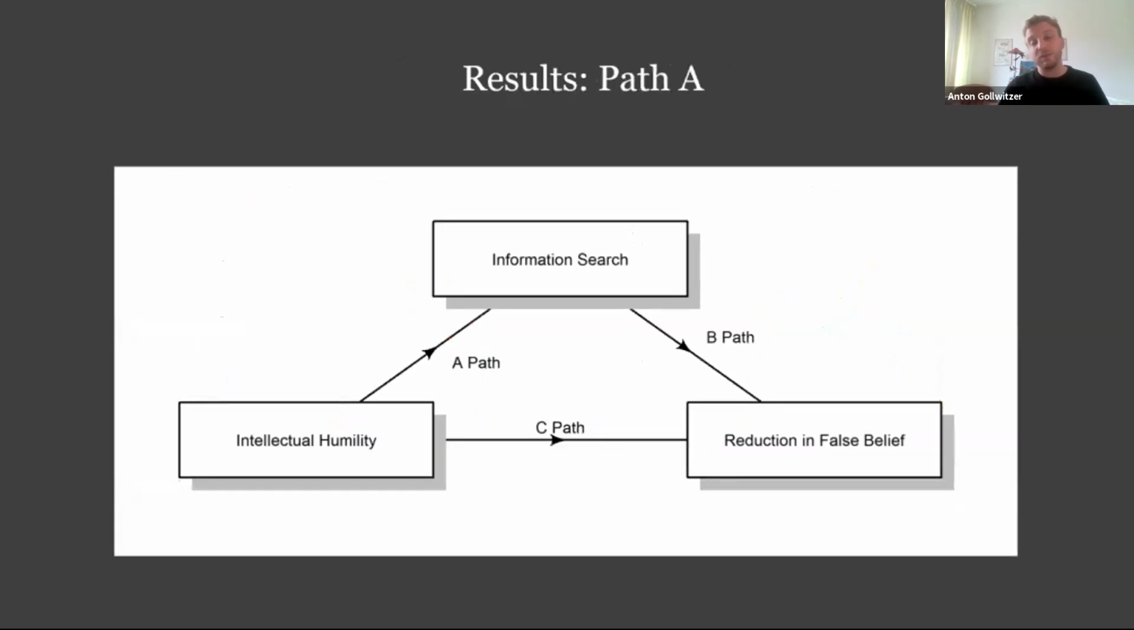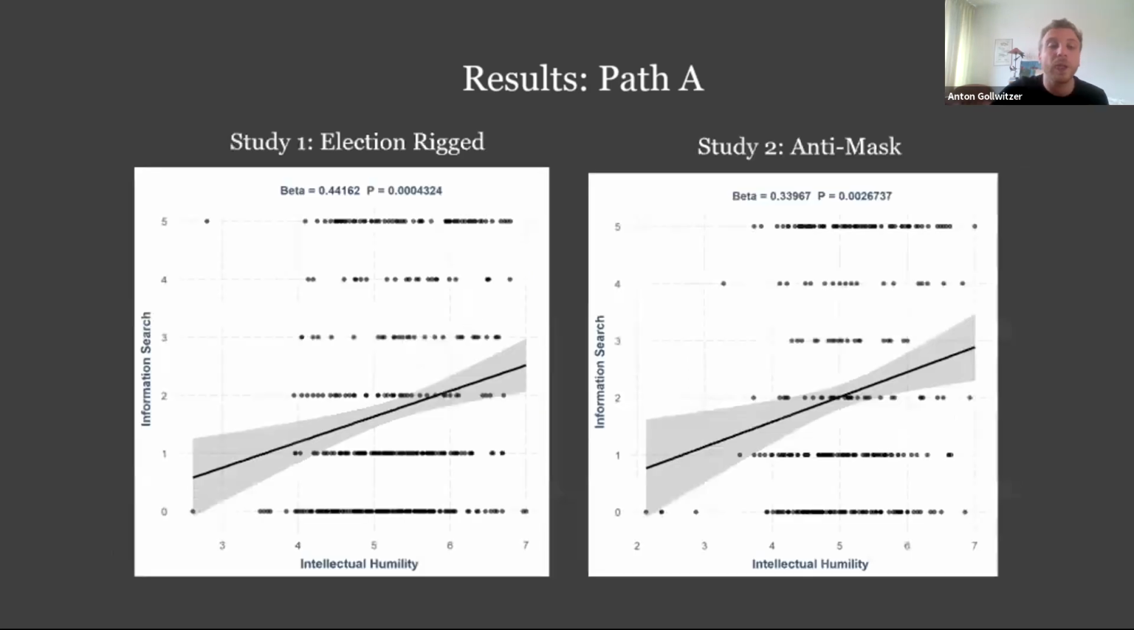Okay, so let's consider the mediation model, the main point of what we were getting at, the model that our hypotheses led to. The idea here is that we think that intellectual humility will predict greater information search in terms of considering counter evidence, and this in turn will predict a reduction in false beliefs. And I'm going to walk you through every part of this mediation in terms of the findings. So we can look at path A first, which is basically, does intellectual humility predict greater information search in terms of considering counter evidence to one's belief?